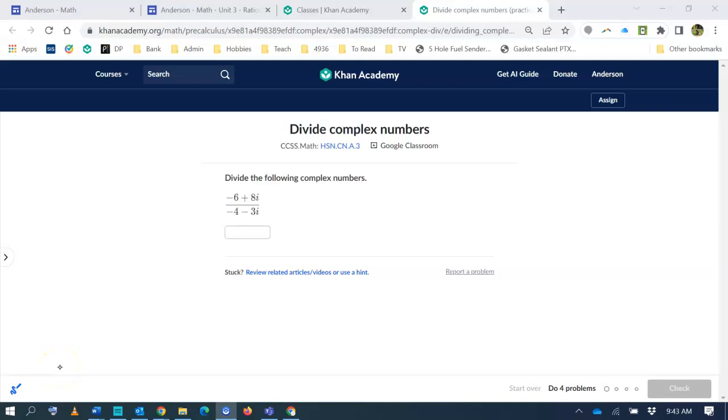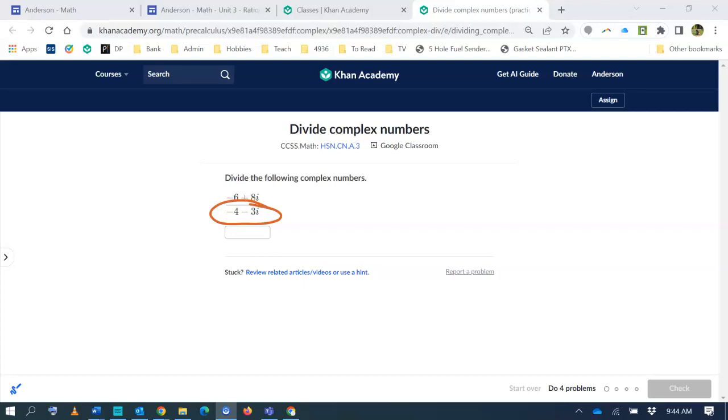Right, divide complex numbers. Make sure you watch the previous video to this one, the complex conjugate numbers. If you don't watch that video, this will be a little more confusing. So the problem with what we have here is our denominator cannot have an imaginary number in it. So we need to move that imaginary number out of there. To do that, we are going to multiply by the conjugate.